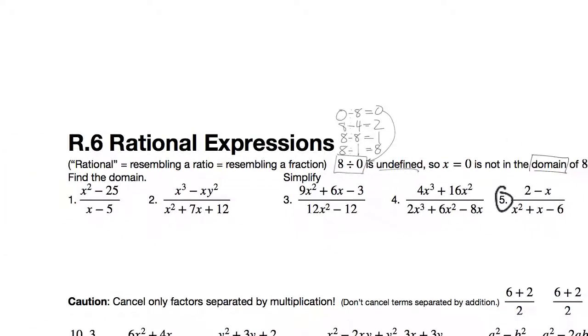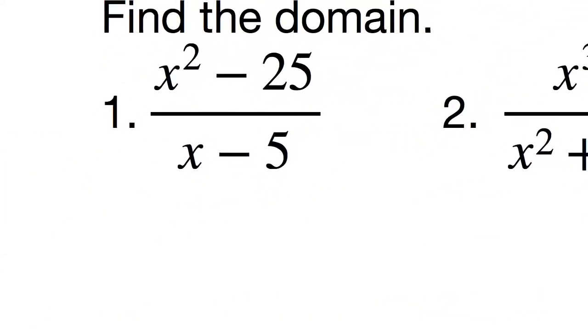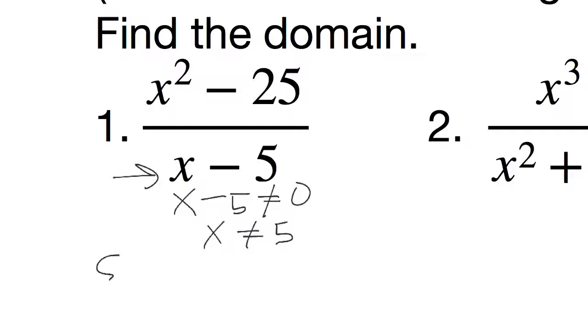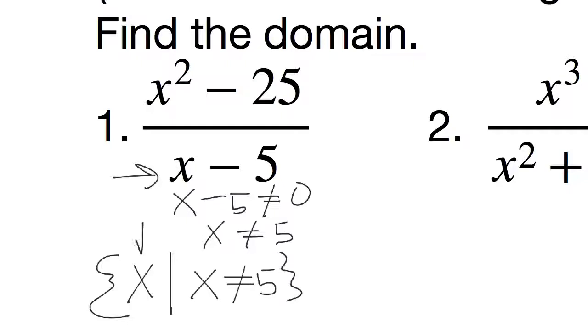So you can see here it says find the domain. Well, you look at the bottom and you say, x minus 5 cannot equal 0. So therefore x cannot equal 5. So the domain is all numbers except for 5. The way you write that is all x such that x is not equal to 5. You can pick any x you want, just make sure it satisfies this condition, that x is not equal to 5.